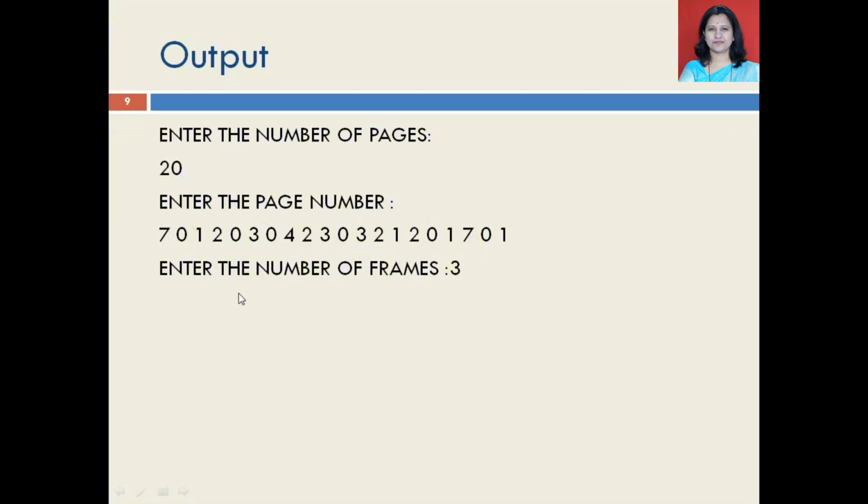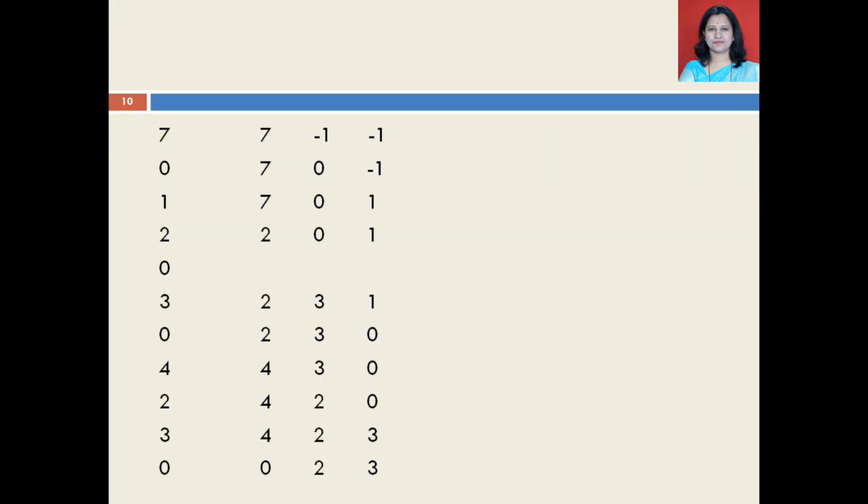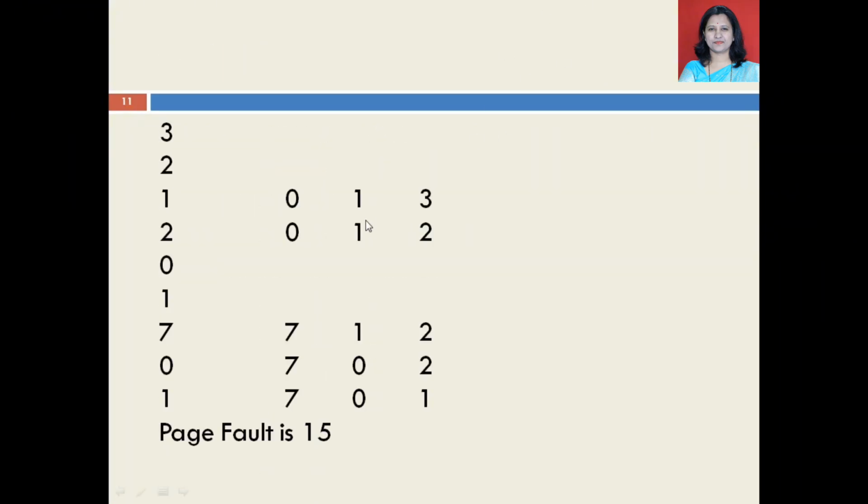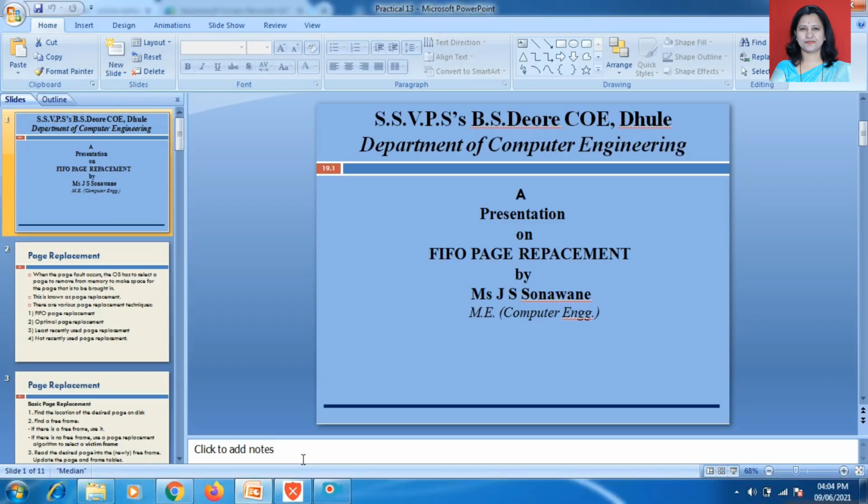Then we ask to enter the number of frames, how much frame size we want. We want 3 or 4 like that. Suppose we take it as 3. Likewise we will get the output, and finally we calculate the page fault. So that is about the presentation.